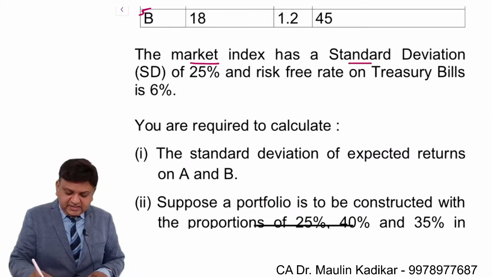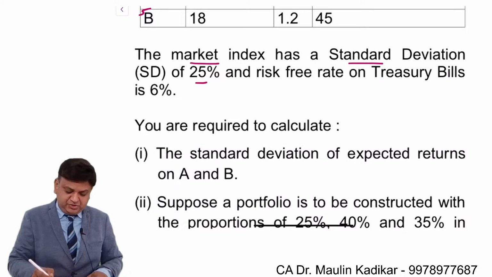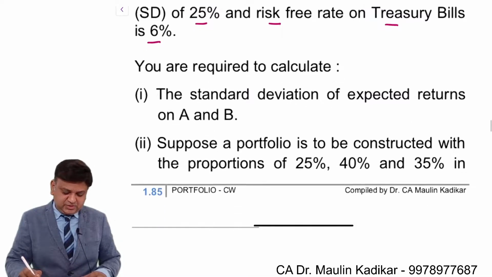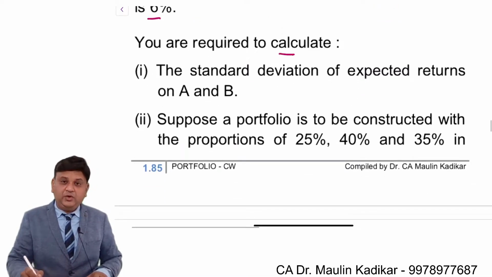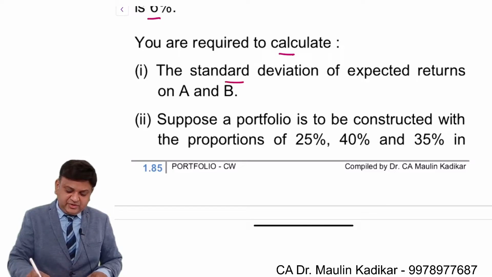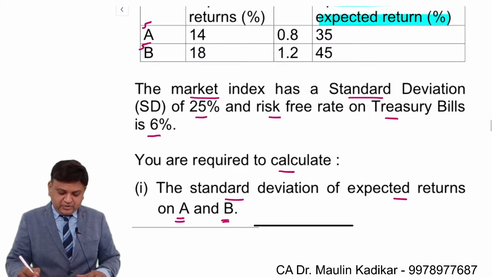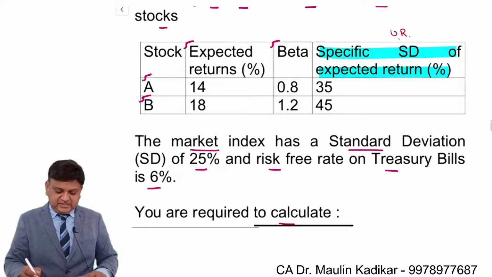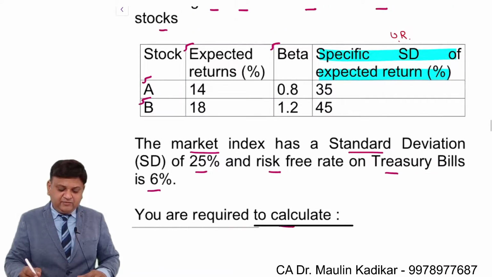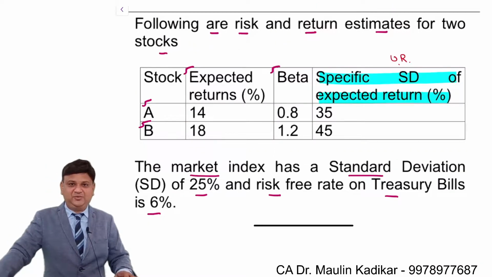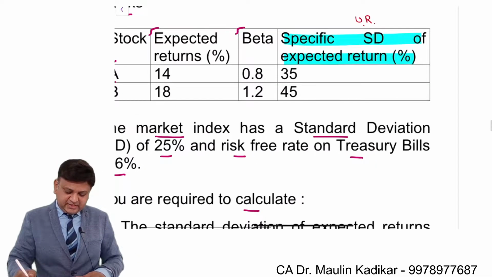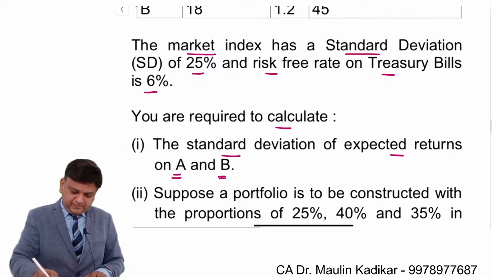The market index has a standard deviation of 25% and the risk-free return on the treasury bill is 6%. You are required to calculate the standard deviation of the expected return on A and on B. So we are required to compute the standard deviation of A and the standard deviation of B. I want you to make the calculation of the answer on your own. So let us understand how to calculate the answer.